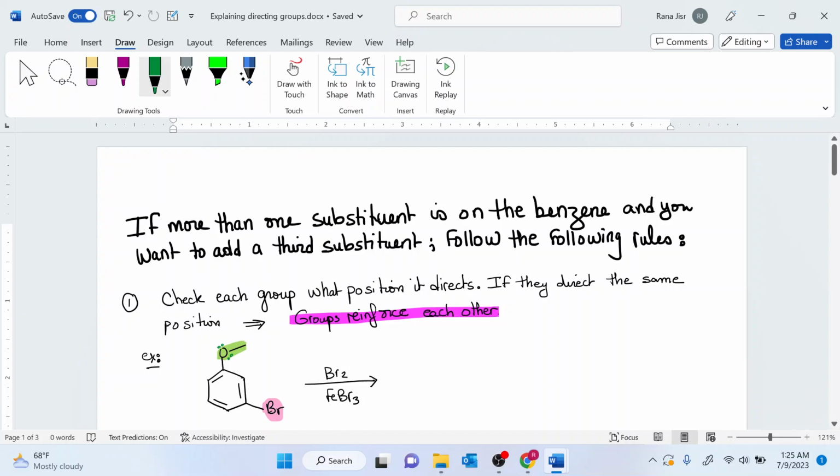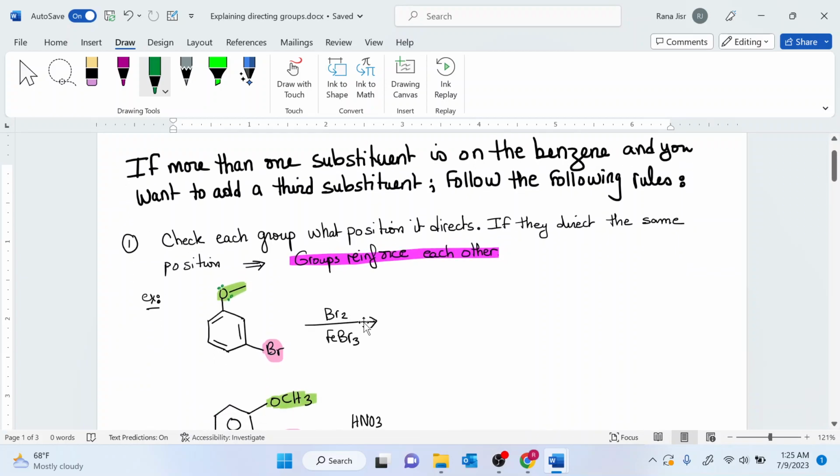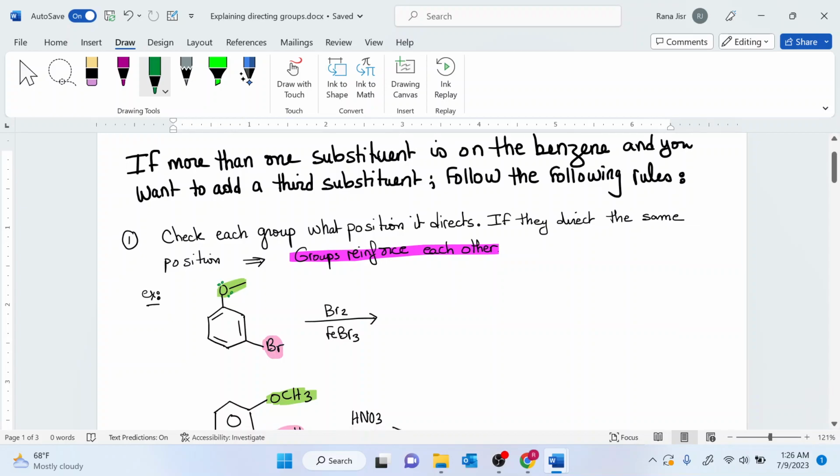Now, let's say, for example, if you have more than one substituent on the benzene. Let's say you have two substituents on the benzene and you want to introduce a third substituent. Then in this case, these are the rules that you need to follow. First, we're going to check each group, what position it directs. If they direct the same position, then the groups will reinforce each other.